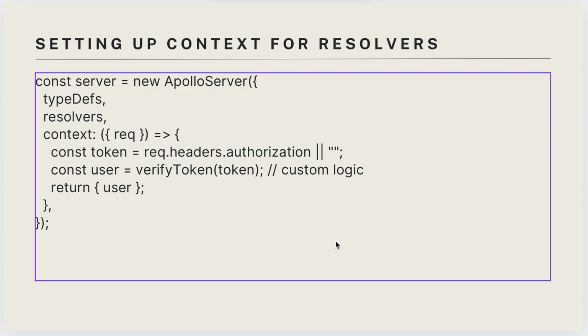This is where you inject the authenticated user object. The verify token function should decode the JWT, verify its integrity and expiration, and extract user claims. Resolvers can now use context.user to enforce authorization.